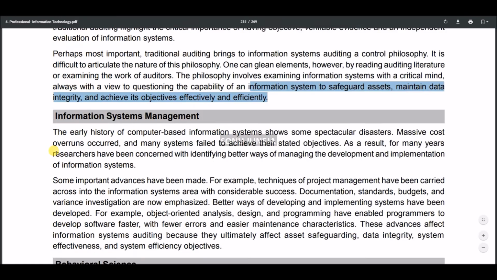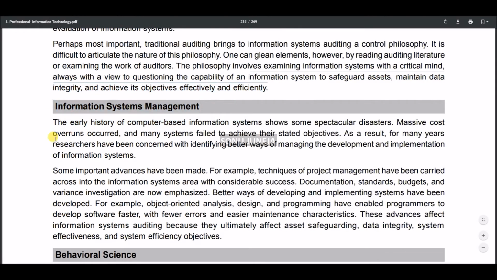Now, moving further, we have information system management. The early history of computer-based information systems shows some spectacular disasters, massive cost overruns occurred, and many systems failed to achieve their stated objectives.